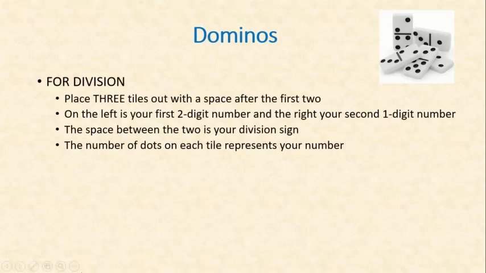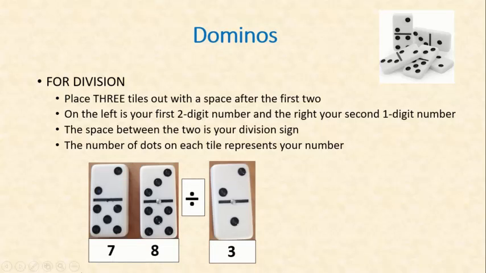For division, place 3 tiles out, and the same thing applies as your multiplication. So we have 7 dots and 8 dots, which is 78, divided by 3.